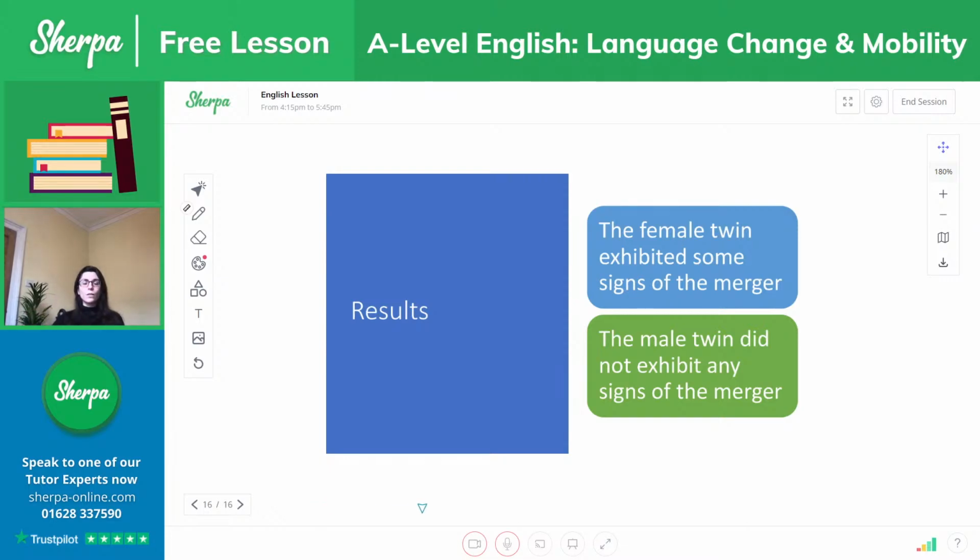So what I found was that the female twin exhibited some signs of the merger. The vowels weren't completely the same, so it wasn't like me, where you can't tell the difference between them. They were still distinct, but you could see them kind of coming together a little bit. But the male twin did not have any signs of the merger. Those vowels didn't line up at all with the Alberta male. Each time he said words like this, they were always completely distinctive. It was very clear which word he was saying.